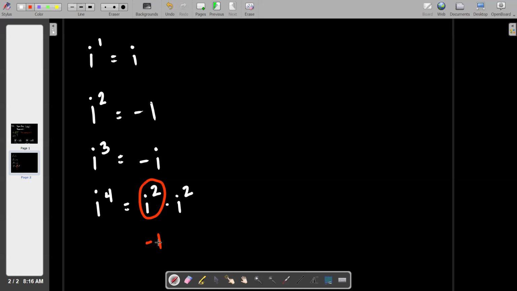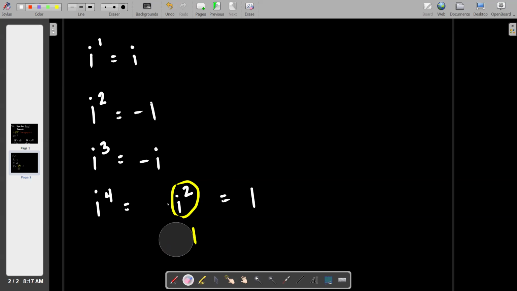It's -1. We know that from 2 lines above. And what's i to the 2? And what's -1 times -1? So we can now add to our repertoire that i to the fourth power equals a very real number, +1.